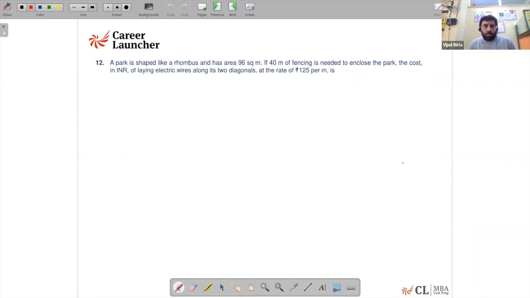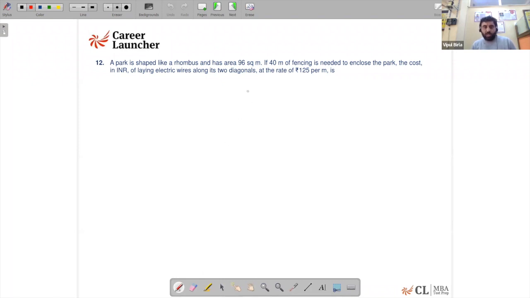Question number 12. A park is shaped like a rhombus and has an area of 96 square meters. If 40 meters of fencing is needed to enclose the park, so the perimeter is given as 40, find the cost in INR of laying electric wires along its two diagonals at the rate of 125 rupees per meter. So we need to identify the sum of the lengths of the two diagonals, right?